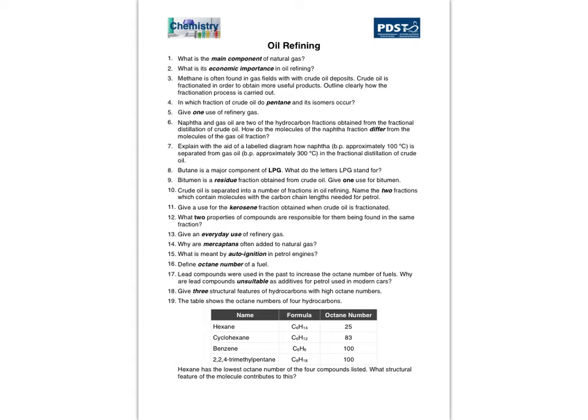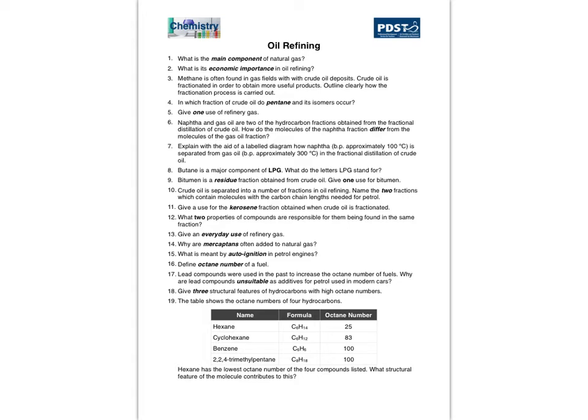Naphtha and gas oil are two of the hydrocarbon fractions obtained from the fractional distillation of crude oil. Explain how the molecules of the naphtha fraction differ from the molecules of the gas oil. The naphtha fractions are generally carbon 7 to carbon 10 in length, and they have a boiling point in a range of 75 to 150. Gas oil has a range of 220 degrees Celsius to 330 degrees Celsius, and their carbon chains are generally from C14 to C19.